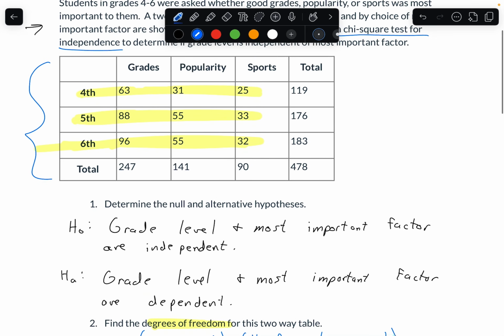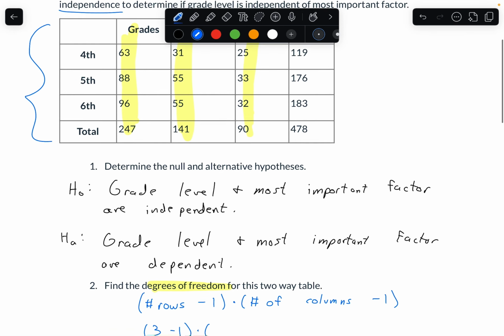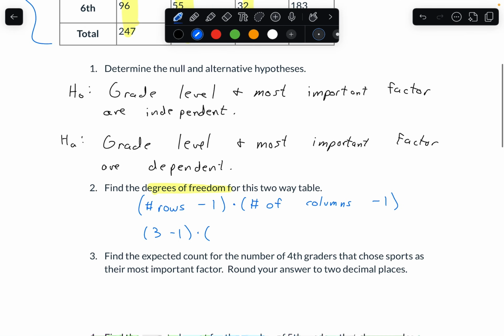My columns are vertical. So I have 3 different choices. We have whether grades are most important to them, popularity is most important to them, or sports or athletic ability. Again, I'm not counting that total column over there on the right. I'm just concerned with the total number of different outcomes or variables that are listed right here. So in this case, grades, popularity, sports, I once again have 3. So we're going to have 3 columns minus 1.